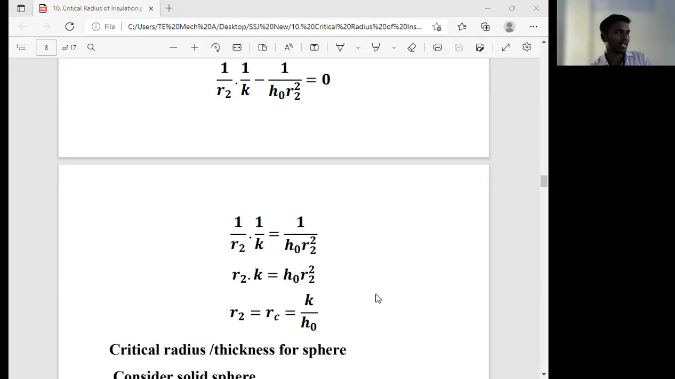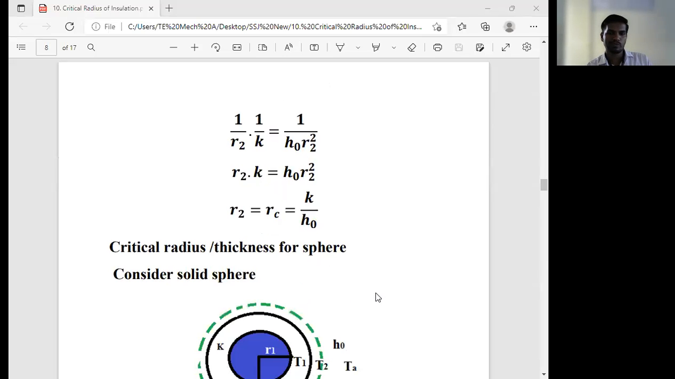RC कशी फाइंड आउट करणार आहे? RC is equal to K upon HO. K म्हणजे काय असणार आहे? थर्मल कंडक्टिव्हिटी ऑफ द इन्सुलेशन. HO म्हणजे हीट ट्रान्सफर कोएफिशियंट. त्याच्यावरून आपल्याला काय मिळेल? RC मिळेल. Okay, so we have to maintain the radius less than this for the electric cable. And for the steam pipe we have to maintain the radius greater than this. Okay, so this is the value of RC, that is K by HO.